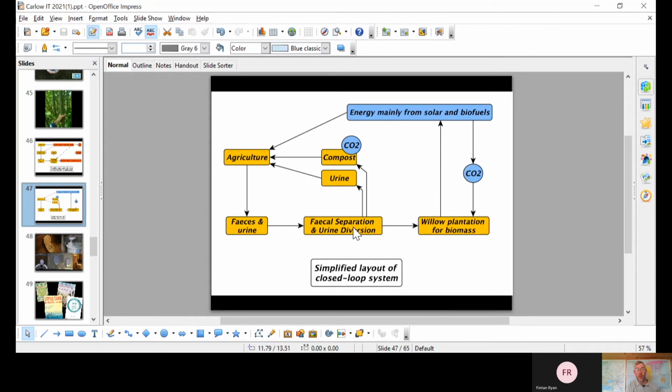And then the flush water from that process can go into willow plantations for biomass generation. That biomass can be used as an ethanol source, it can be used as a fuel source, and we've got that cycle of atmospheric carbon coming back in to be sequestered in the willows as well. So there's a closed loop there as well. That's a much more closed loop system than is currently in place.